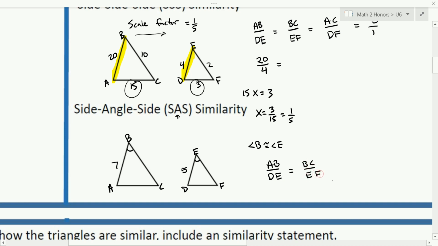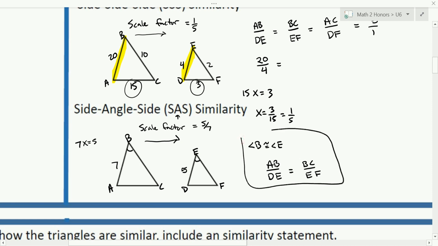Okay, and what would the scale factor be here, going from left to right? So if I wanted to multiply the values in this first triangle by something to get the values in the second triangle, what might be my scale factor? 5 over 7, because you're thinking 7 times what scale factor equals 5, and you divide by 7, you get 5 over 7. Okay. And so if you're able to show this right here, you'd get side angle side similarity. Okay.